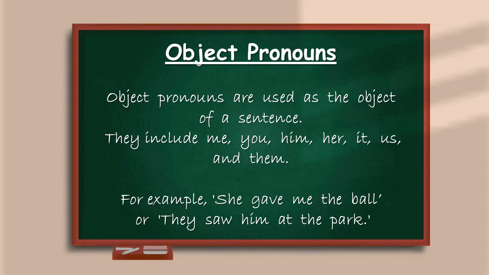Object pronouns are used as the object of a sentence. They include me, you, him, her, it, us, and them. For example, "She gave me the ball." So me is the object here. Another example, "They saw him at the park." Him is the object pronoun.